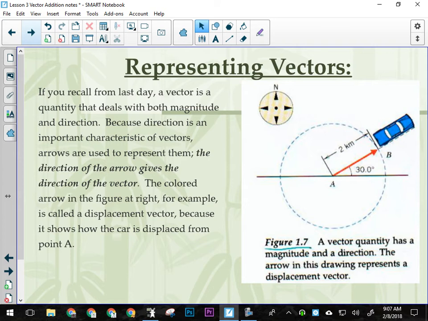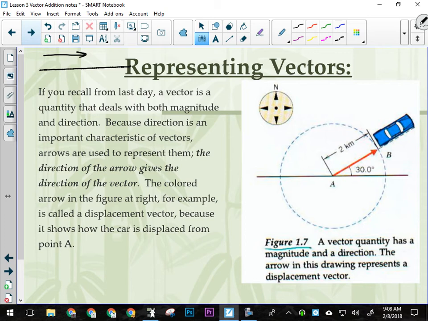From Science 10, a vector quantity is a quantity that deals with both magnitude and direction. Because direction is an important characteristic, we use arrows to show vector quantities visually. The convention is this: whatever direction the arrow is pointing is the direction the object is going. Pretty straightforward. The other convention is the length of the arrow represents the magnitude of the vector. So if I've got a vector that is 5 meters east, I might draw it like this. And then I would draw a vector that's 10 meters east, like that.